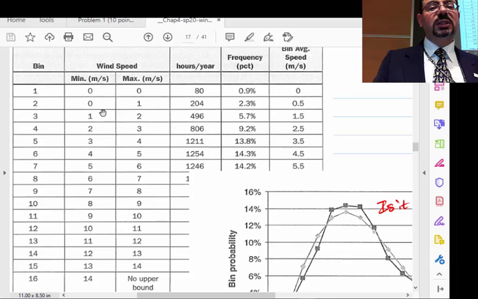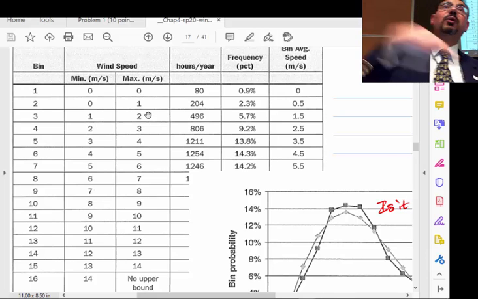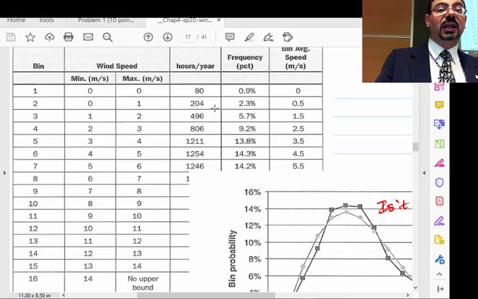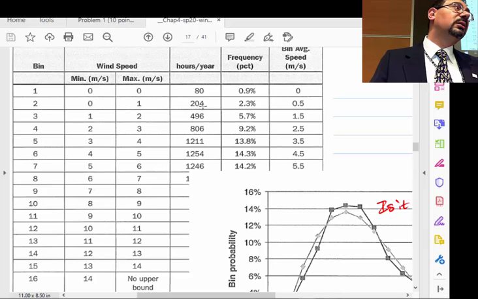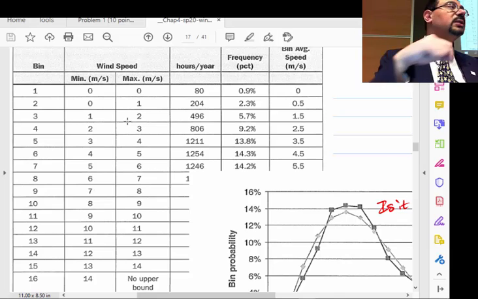204 hours per year, the velocity is from 0 to 1. If we buy that wind turbine, the 7.5 megawatt turbine that has a cut-in speed, which we decided from this graph is going to be 2 meters per second. How much power do I get from these 204 hours? Cut-in speed is 2 meters per second, and from 0 to 1, it's 204 hours. How much power do I get from it? 0. Why 0? Because that velocity is lower than the cut-in speed.